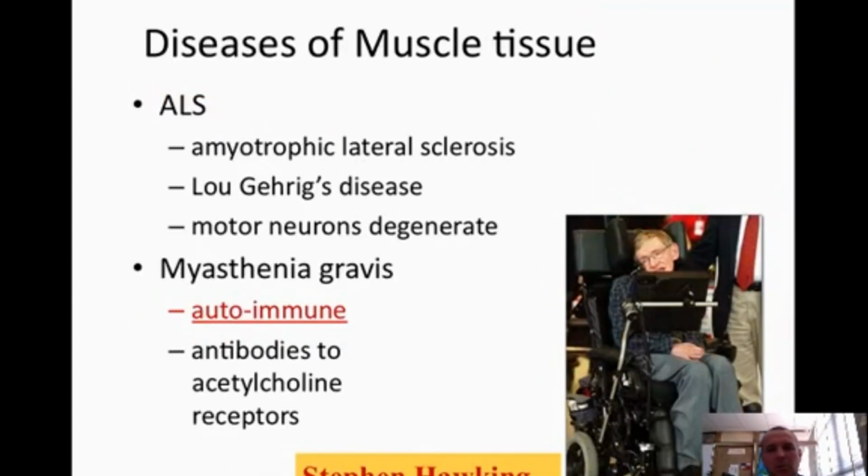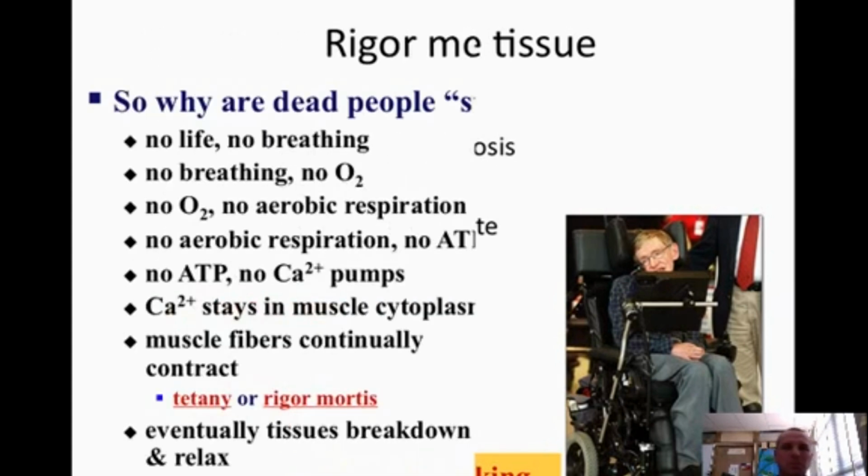Now, we do have some diseases where muscle tissue is affected. ALS, or Lou Gehrig's disease, is one where the motor neurons slowly deteriorate, which causes loss of movement, of course. Then you have what Stephen Hawking had. He's probably the most famous. Bless me if I say it right. Myasthenia gravis, which is an autoimmune disease. The antibodies are actually attacking the acetylcholine receptors, and because the acetylcholine is not working properly, the muscles are not going to work properly.